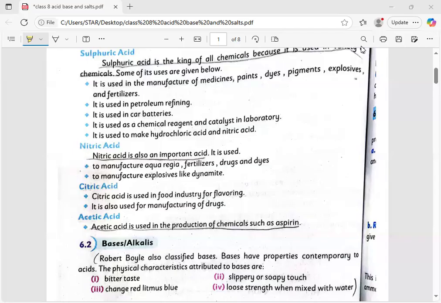Now number four, lose strength when mixed with water. When the bases are mixed with water or dissolved in water, the bonds within the basic compound break down and produce hydroxyl ions, which results in losing strength when mixed with water.